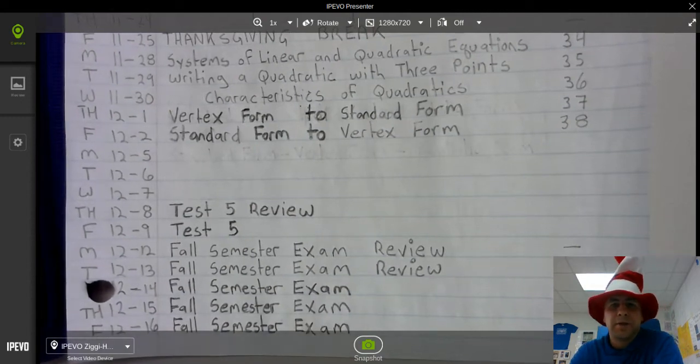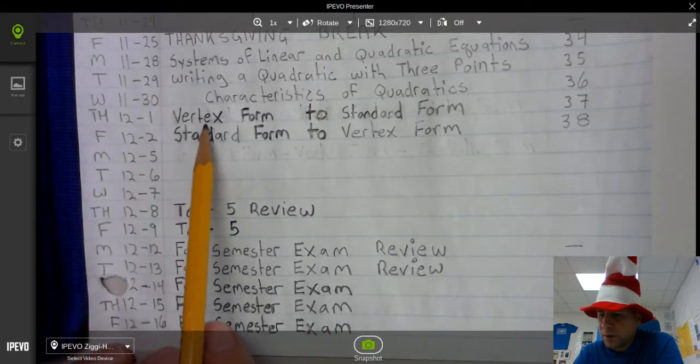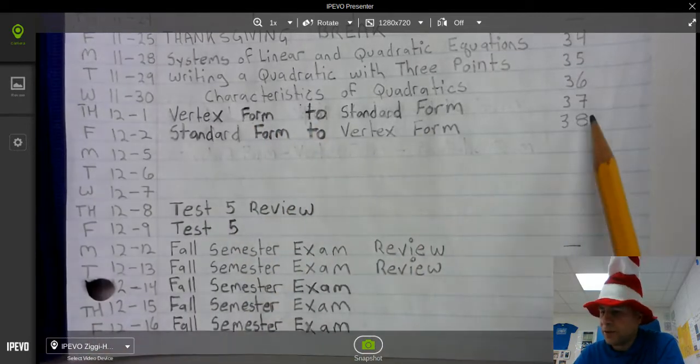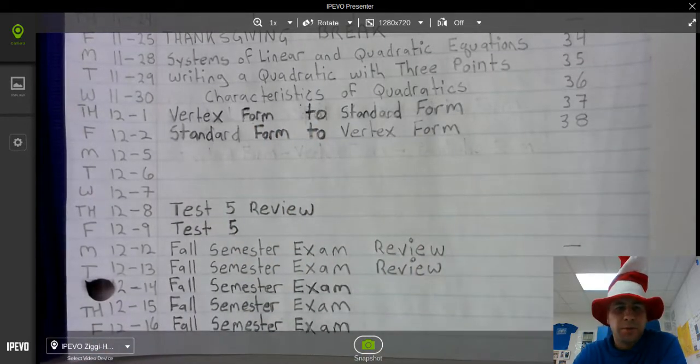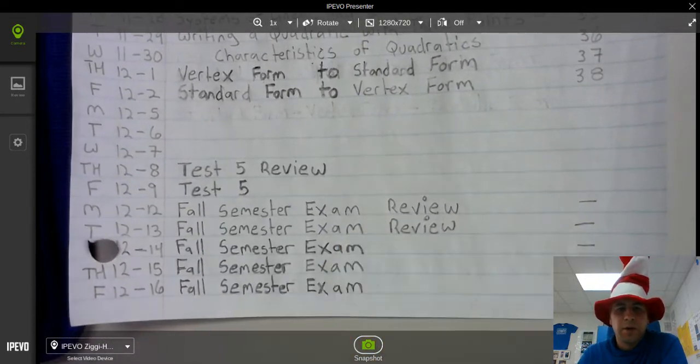Welcome again, Wildcats. So today we're looking at Thursday, December 1st, and we're doing vertex form to standard form, and that's going to be on page 37. So if you would pause the video and update your table of contents.